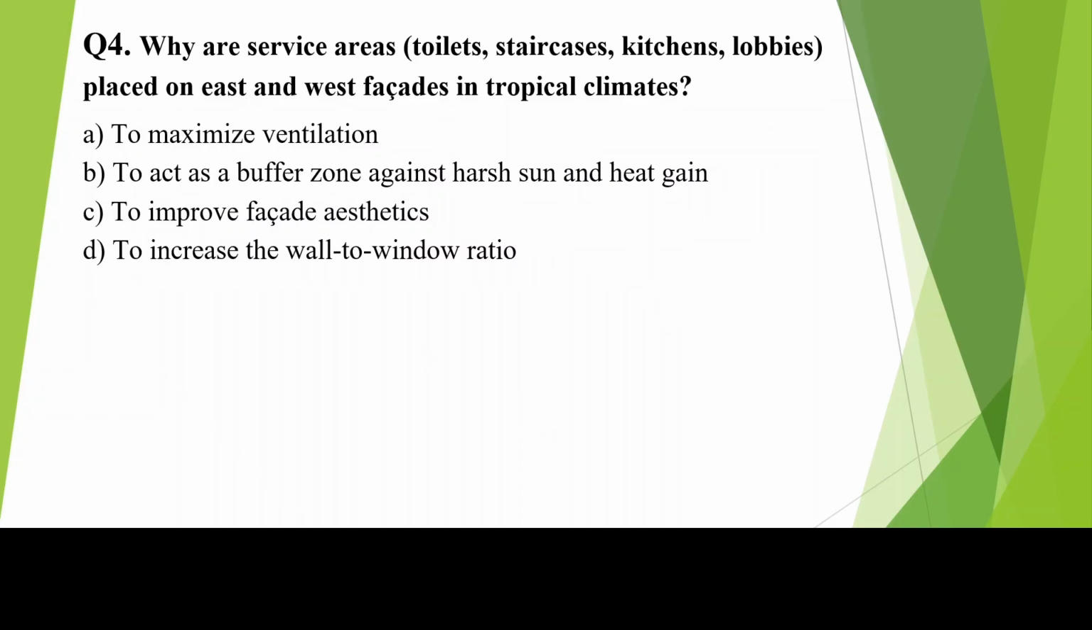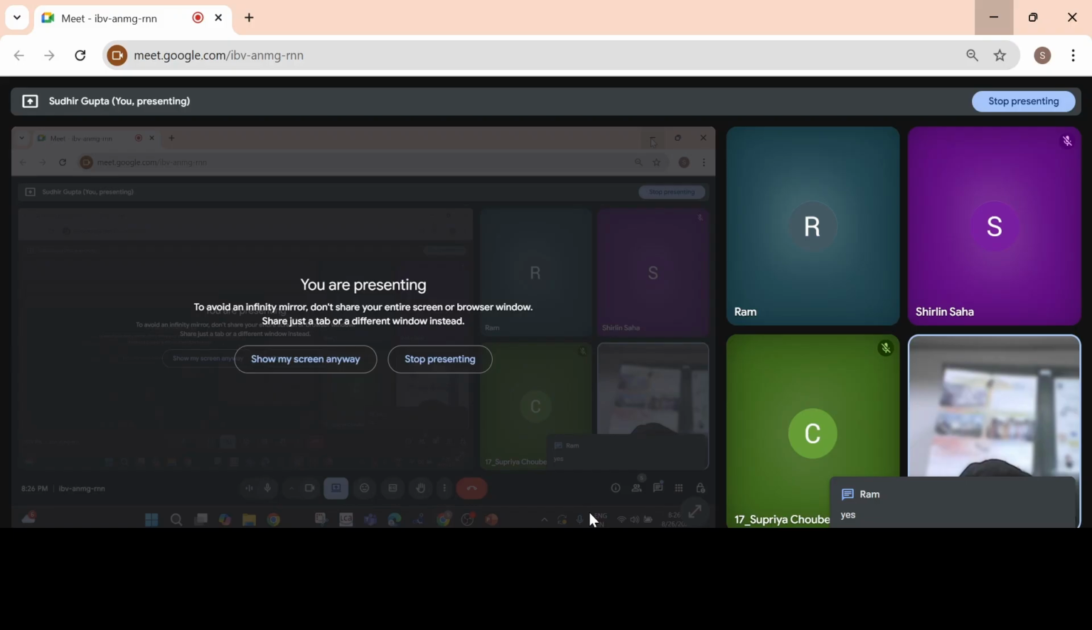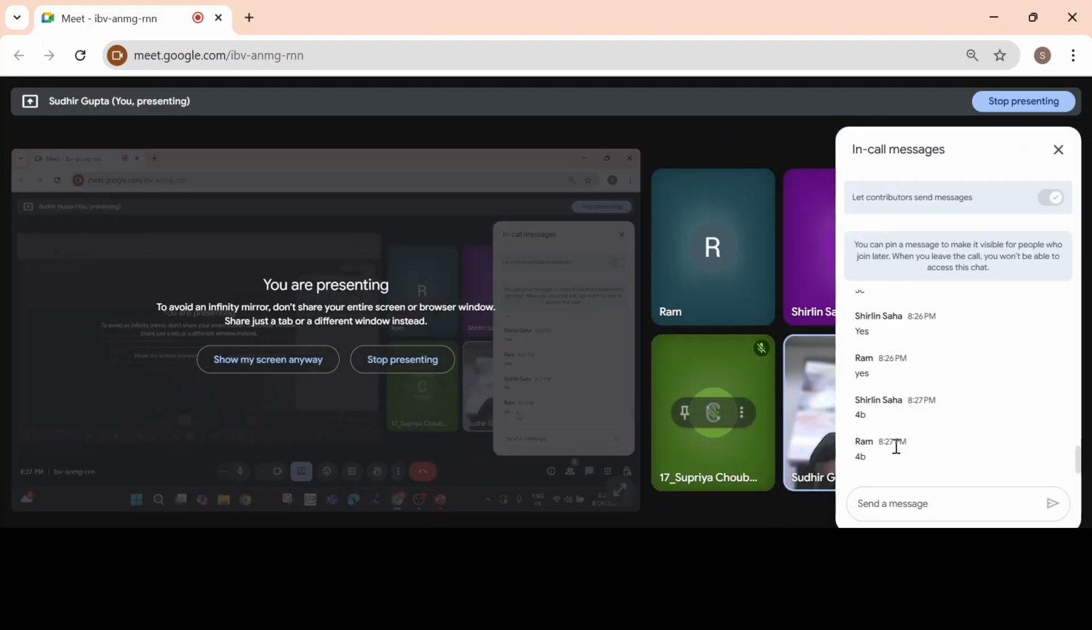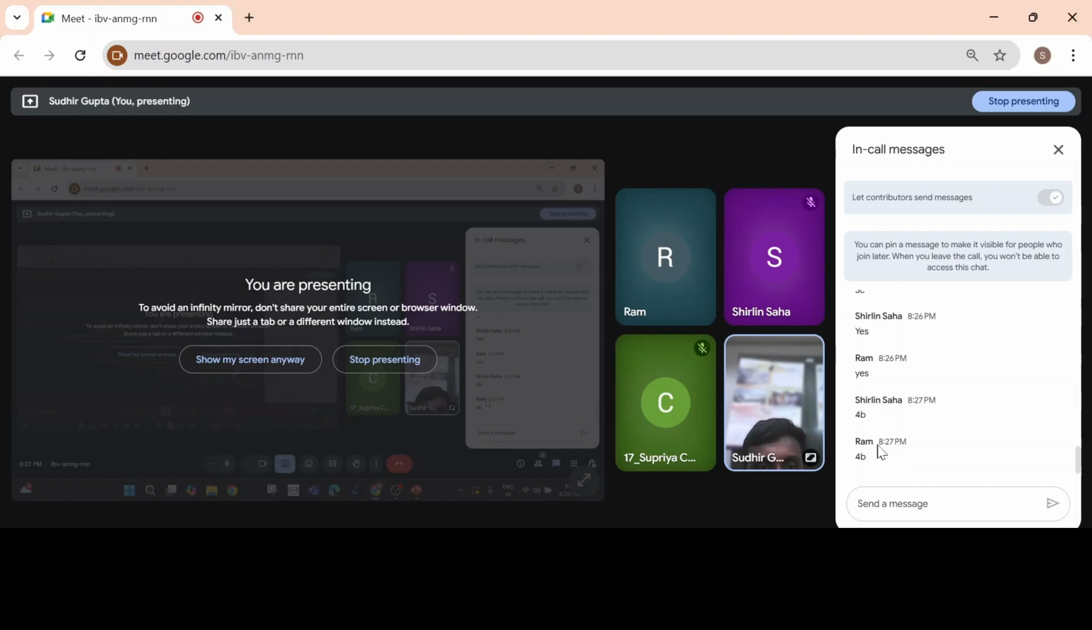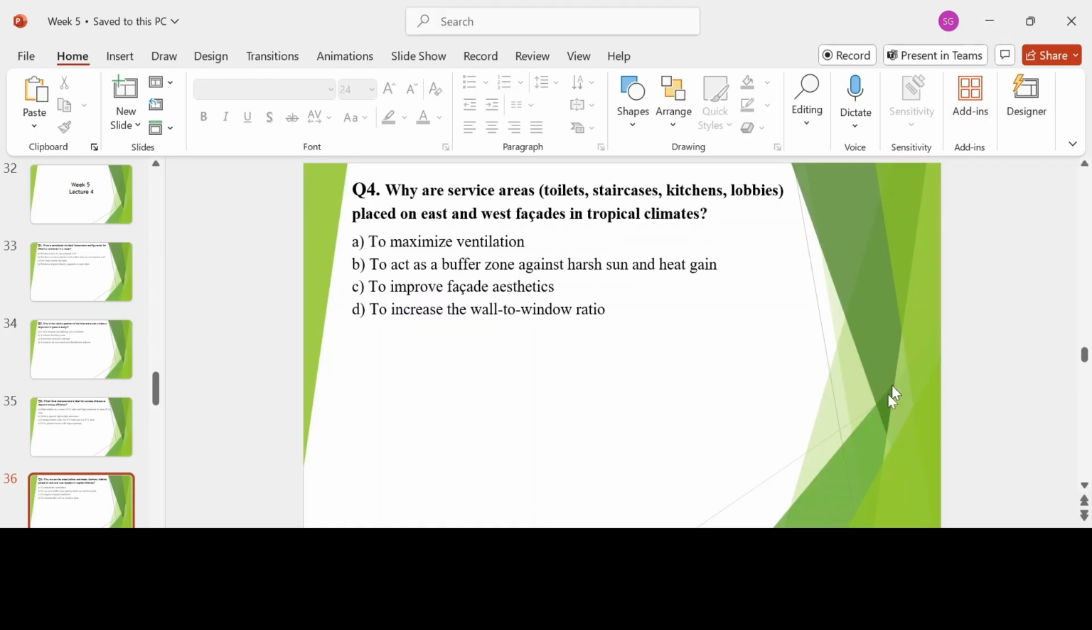here's the next question, question number 4, in front of you all. Why are service areas like staircase, kitchen, lobbies placed in east and west facades in tropical climate conditions? How will it be helping you all? So I can see this time I have received answers for this question number 4. Then I will be discussing it. 4B has been marked by most of you.